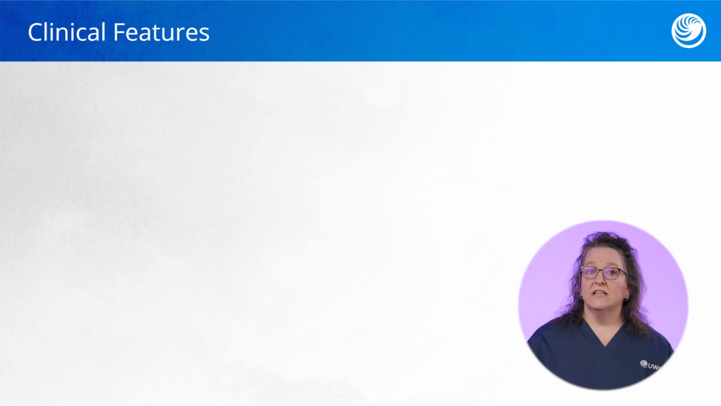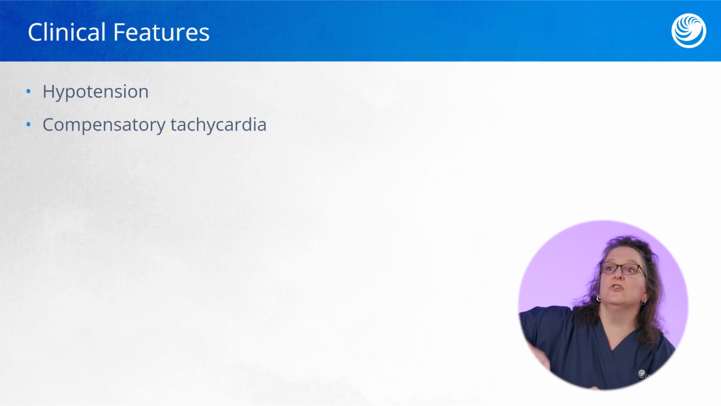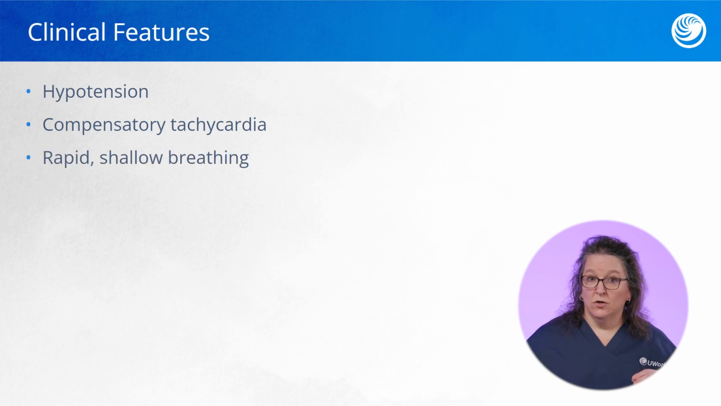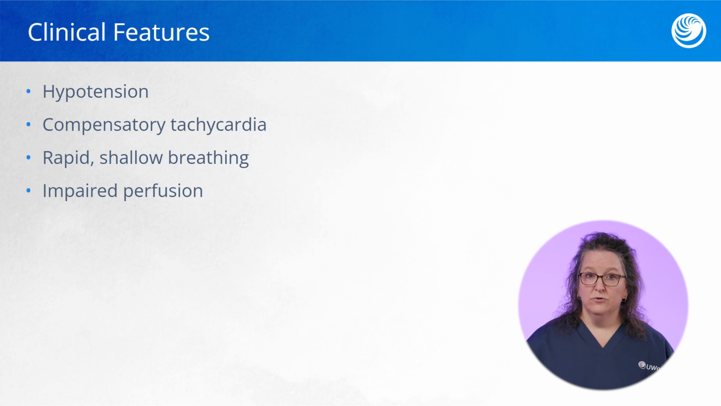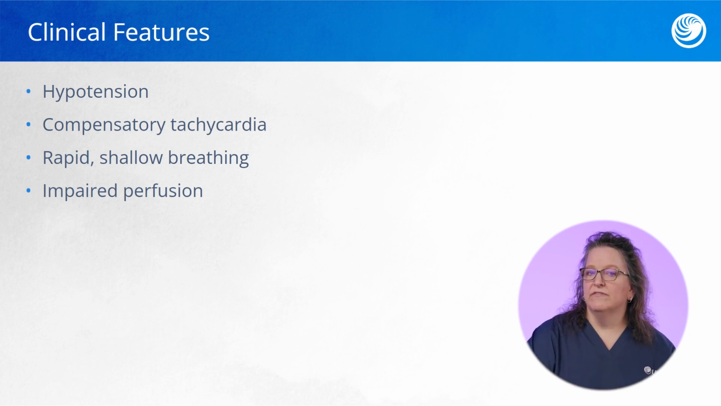So what will this client look like? They'll have hypotension. There's less blood getting through the system. In response to that, the sympathetic nervous system will then cause tachycardia. Remember, low blood pressure, tachycardia. The client will have rapid, shallow breathing and tachypnea. The client will have impaired perfusion. Remember, not enough blood is getting pumped out of that heart.